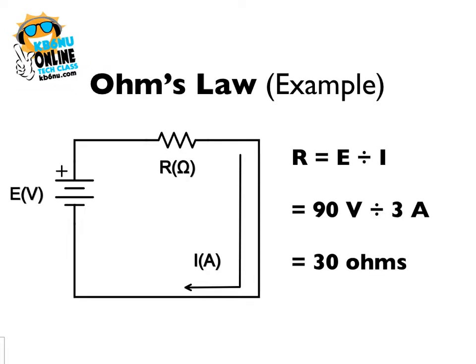Now, let's take a look at some examples. Question: what is the resistance of a circuit in which a current of 3 amperes flows through a resistor connected to 90 volts? Answer: 30 ohms. Here's how to calculate this answer. R equals E divided by I equals 90 volts divided by 3 amperes, and that's 30 ohms.